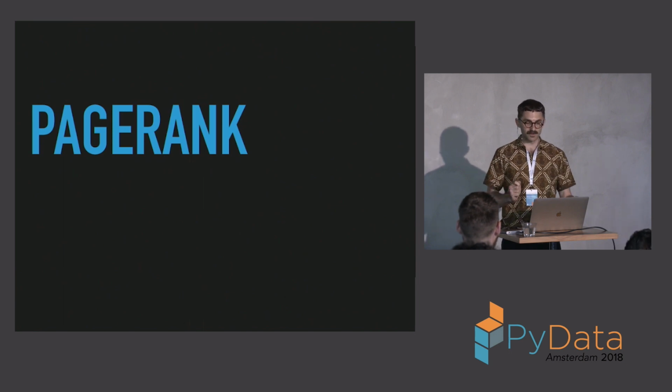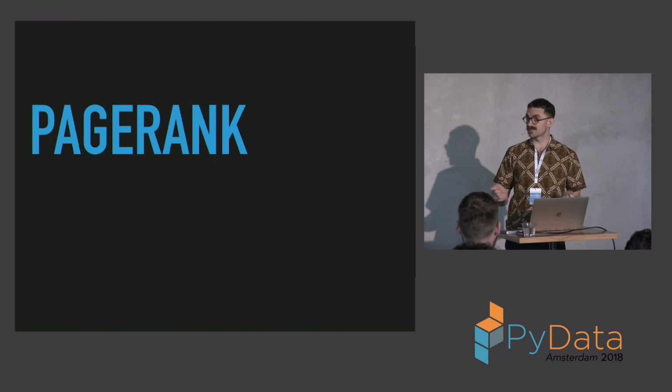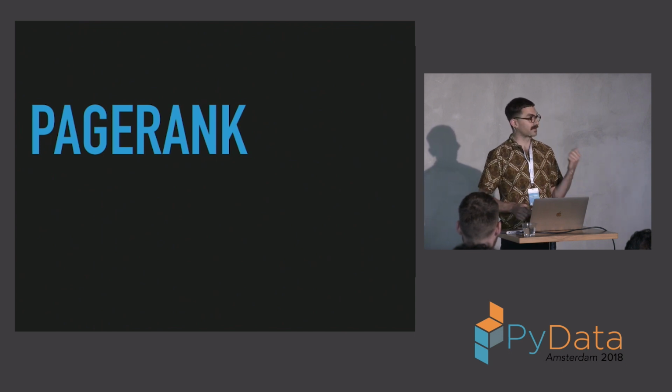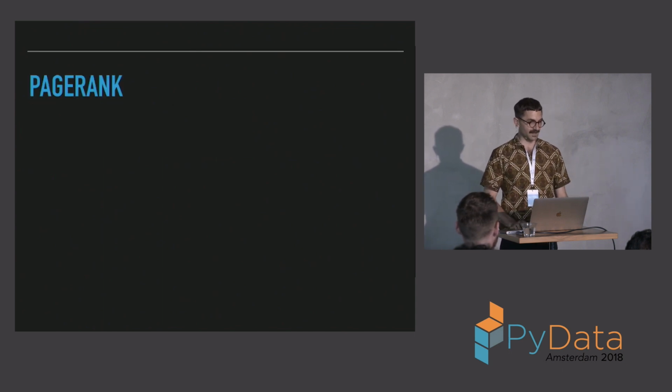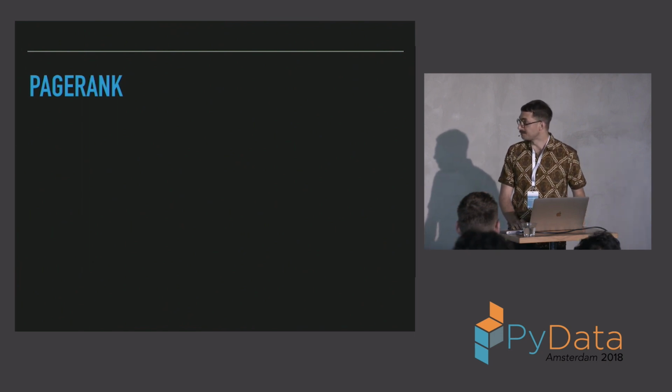But anyway, so this relative importance could then be used to rank hits to a search query. So if you had two websites with the same search signals, the one with the greater importance would be ranked higher. And we all know how that worked out for Google.